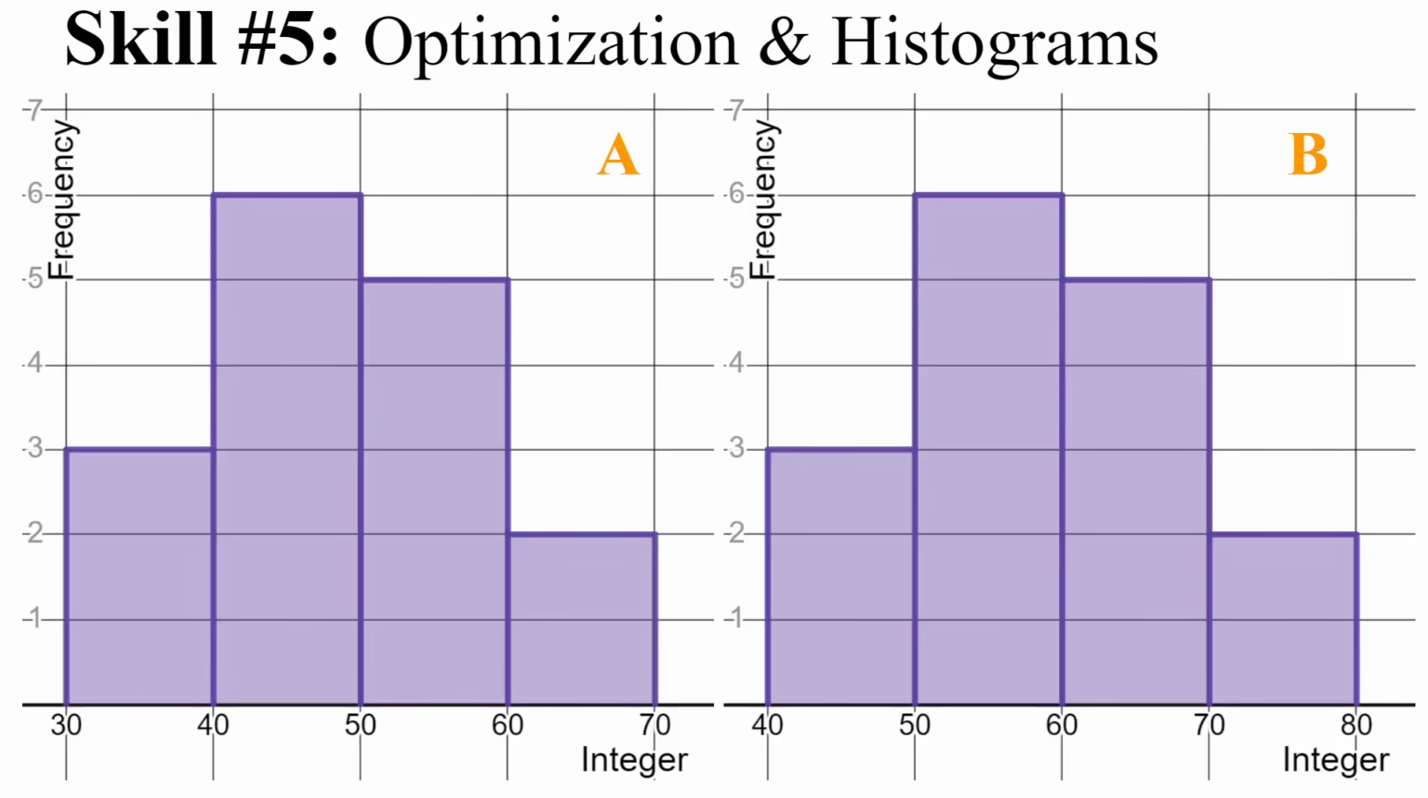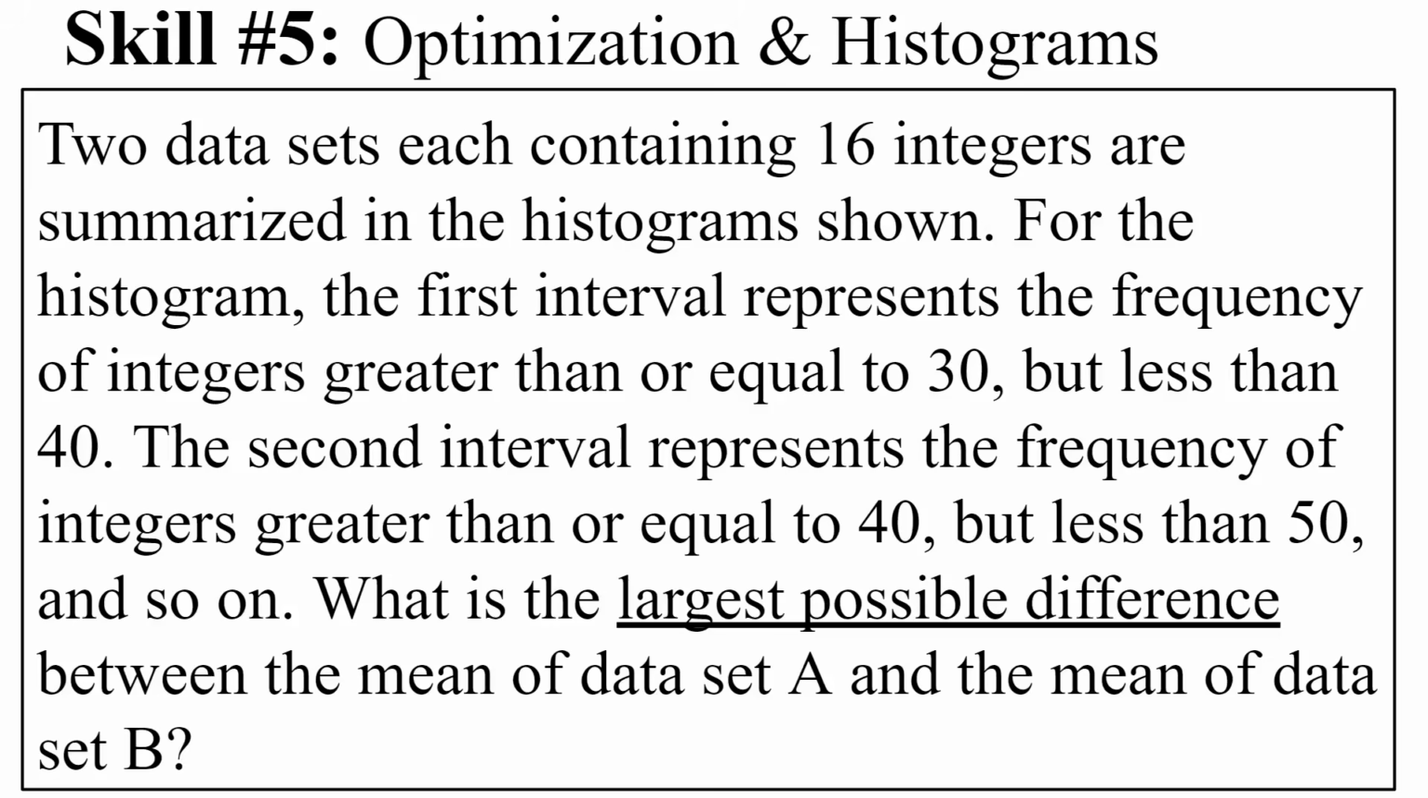All right. So take a look at these two histograms. They are basically arranged exactly the same. The only difference is I'm noticing that data set B starts at a bigger number. So everything's bigger. Instead of starting at 30, it starts at 40. Distribution-wise, shape-wise, it looks exactly the same, just bigger numbers. So take a look at this question. Looks exactly like what I'm talking about.